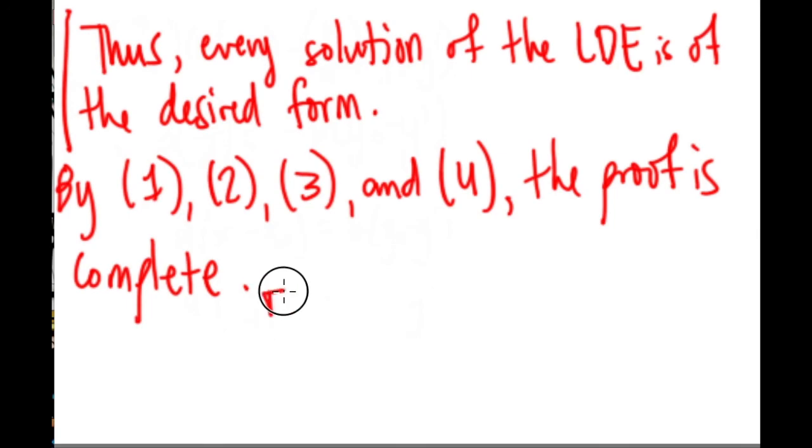Okay, so this is a pretty long video, but I hope that you carried it out. At least we have the proof that this LDE is solvable, and it has what we call the general solution. These desired forms that we saw a while ago are what we call the general solutions of any LDE of the form ax plus by equals c.